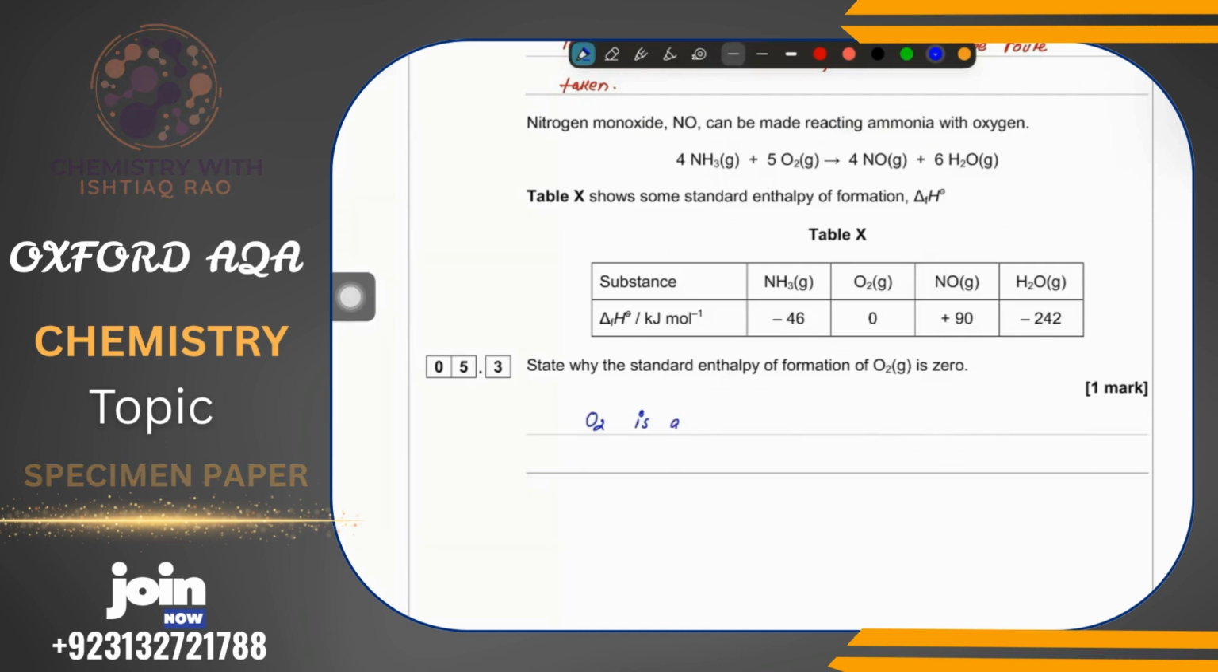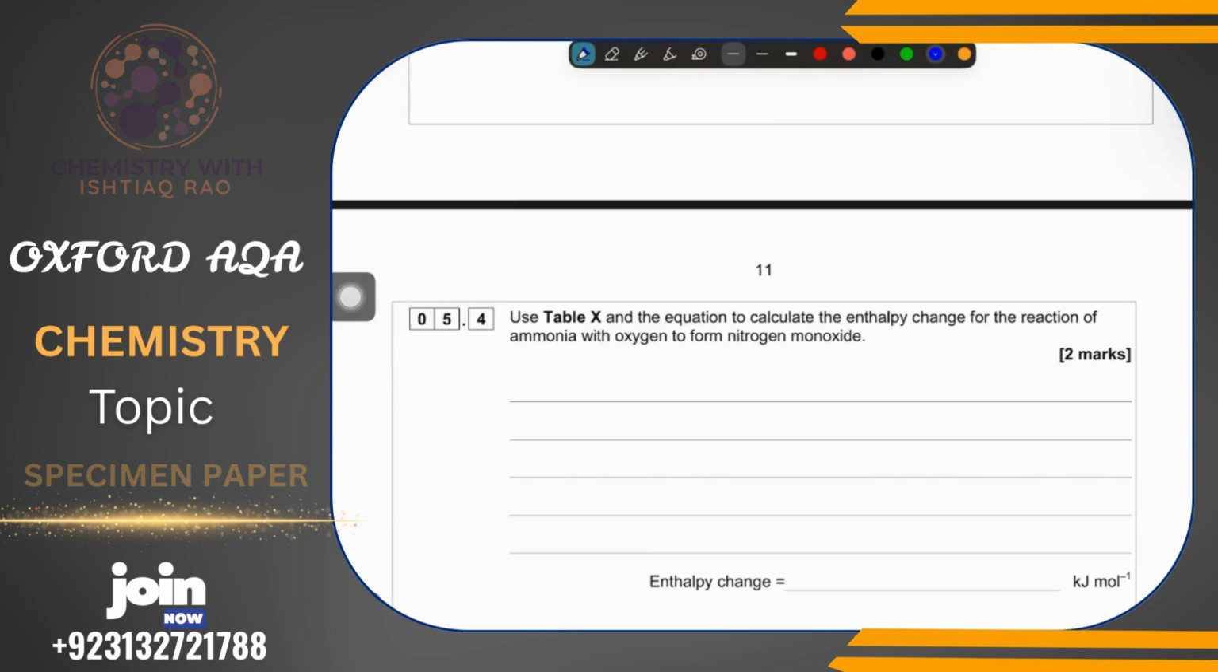We can't form an element. We can form a compound. We can form a mixture. We can't form an element, like we can't prepare sodium metal, of course. So its enthalpy change is zero.